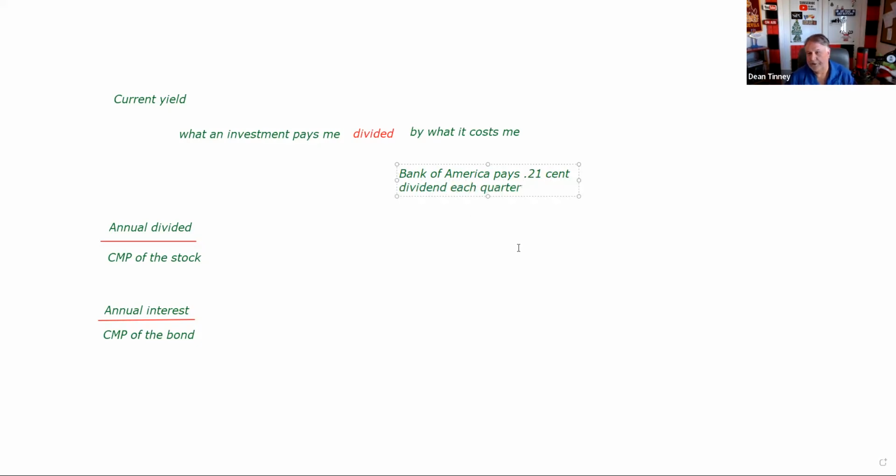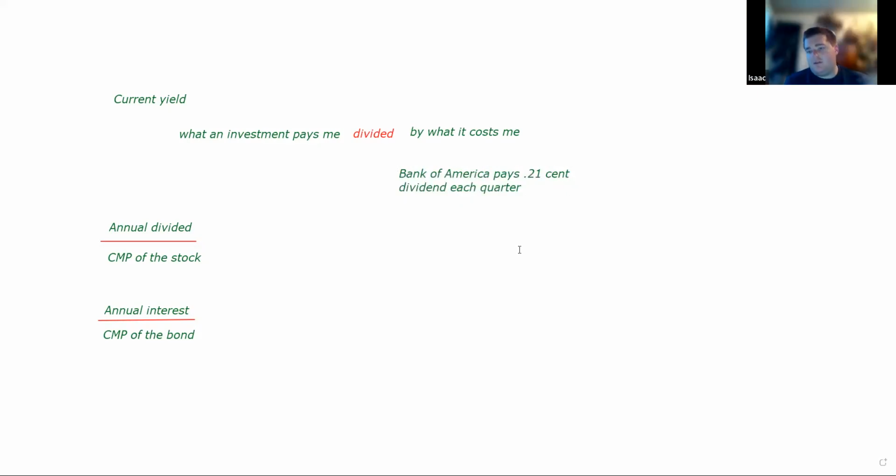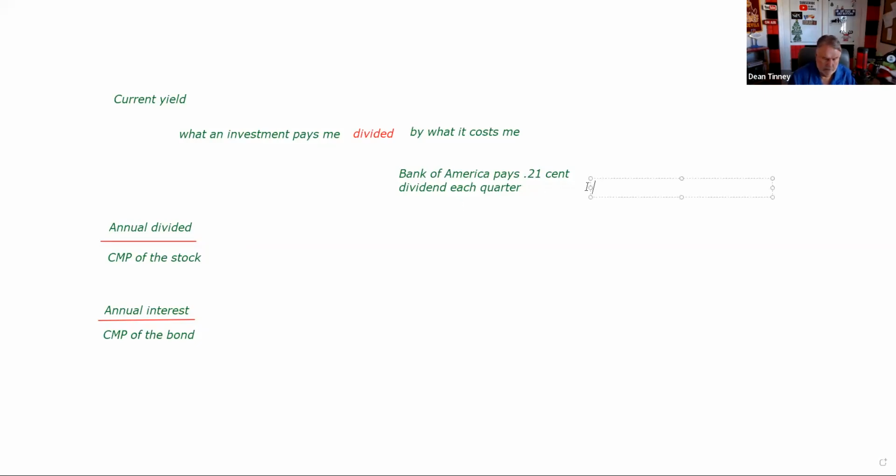So what's the first trick here? We would have to multiply by 4. Yeah, because we need to know what the annual dividend is, right? So if Bank of America is paying us 21 cents a quarter, we would times that by 4. And by the way, I'm not being facetious, I'm terrible at arithmetic and math. So anybody offers me a calculator, I'm saying thank you very much, because it's embarrassing.